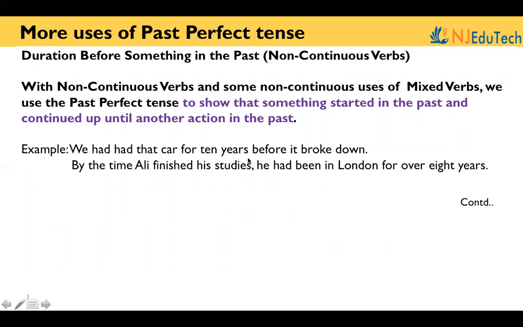Duration before something in the past. With non-continuous verbs and some continuous verbs, we use the past perfect tense to show that something started in the past and continued up until another action in the past. So what it says is that it started in the past and continued till another action came up. So we had that car for 10 years before it broke down.